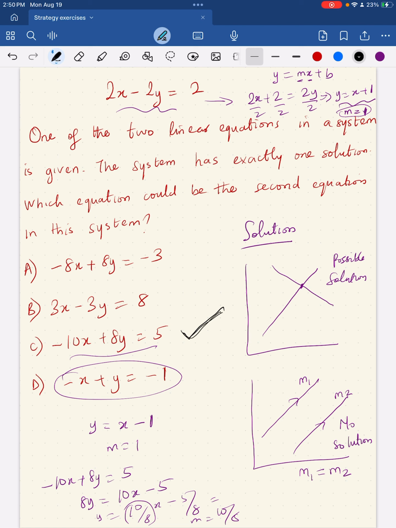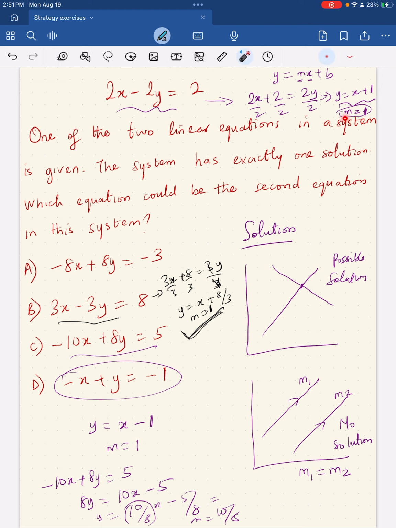You see? Now, you can only have one answer. So let's see this one also. 3x minus 3y equals 8. If we make y the subject of the equation, we have that 3x minus 8 equals 3y. You divide through by 3, you have that y equals x minus 8 over 3. Here, the slope is what? 1, which is the same as this one. So this one and this one have the same slope, so it's something like this. So there will be no solution. This cannot be the answer. M here is 1 also, which is the same as this. This cannot be the answer.